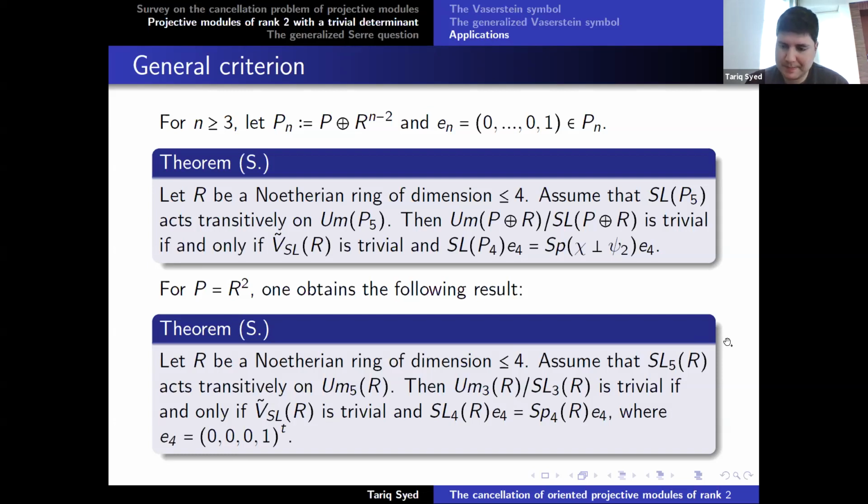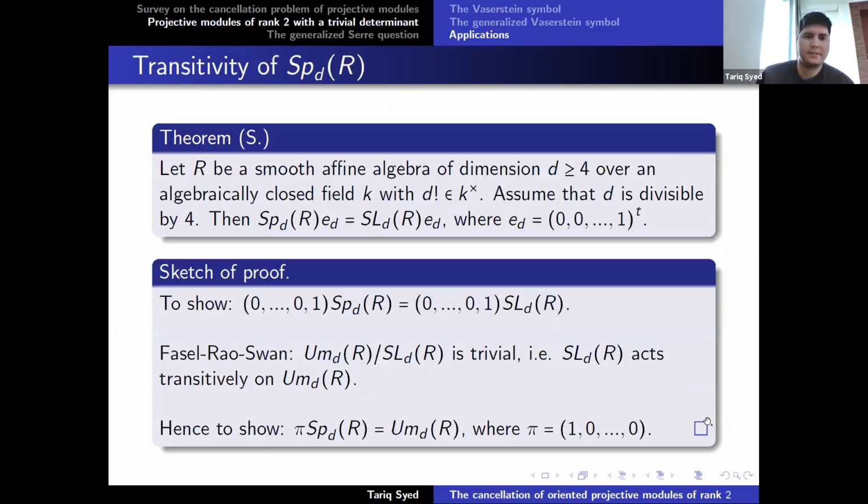And now in case we deal with smooth affine algebras over algebraically closed fields of dimension 4, one can actually prove that this assumption is simply true, this second assumption. So this is actually now the proof, the main proof that I want to discuss.